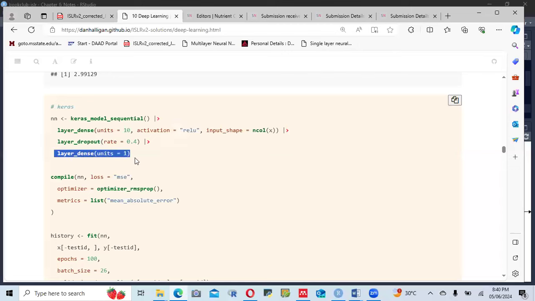And then layer dense unit is one. So we compile everything. For the loss, we are using the mean square error. Then we are using the RMSprop optimizer. So we specify the metrics.